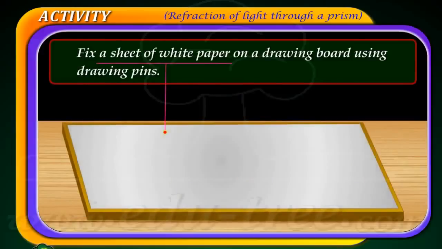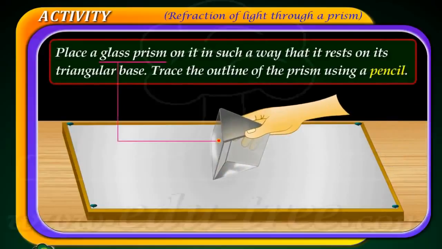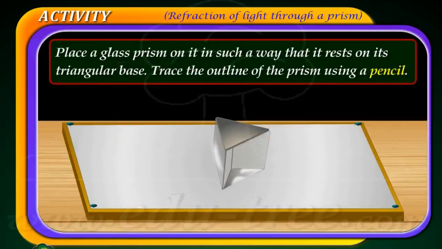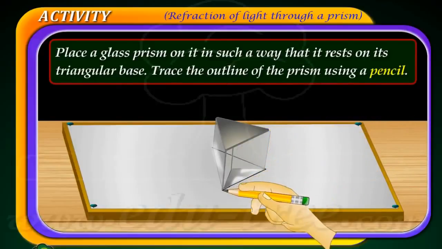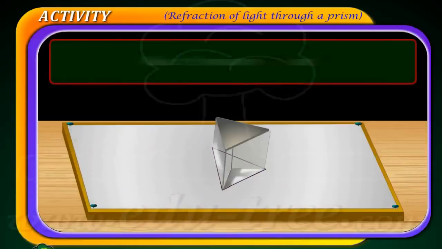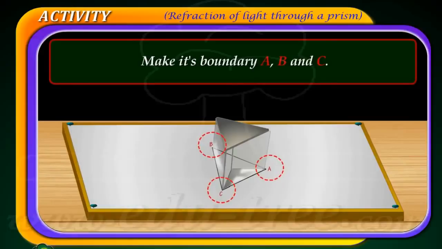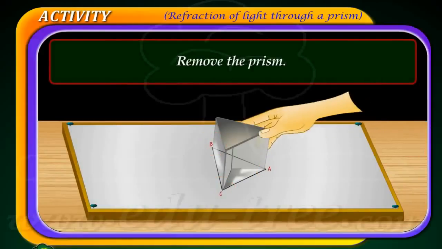Fix a sheet of white paper on a drawing board using drawing pins. Place a glass prism on it in such a way that it rests on its triangular base. Trace the outline of the prism using a pencil. Make its boundary ABC. Remove the prism.